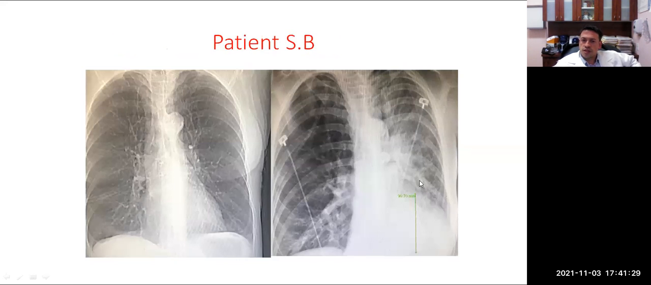So on post-op day 4, before the patient went home, this is a chest x-ray. Remember we said that the procedure aims to improve the respiratory mechanics by elevating the diaphragm. So you can see the diaphragm came up about 9 centimeters. So that is a very incredible improvement.